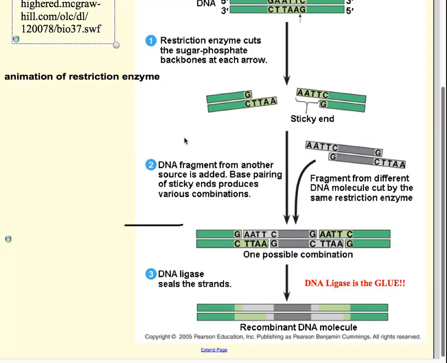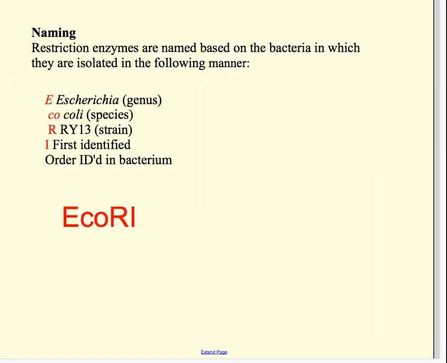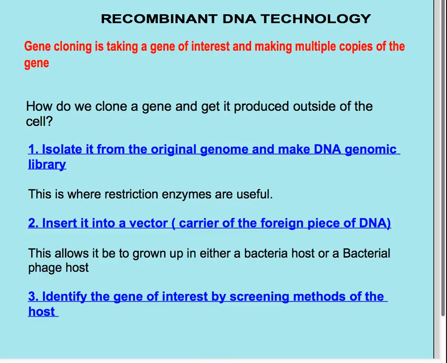So that animation is a great animation just showing one restriction endonuclease. In fact, there are countless restriction endonucleases out there. They just are isolated from different bacteria. The very first one came from our friend E. coli, but not the strain we use in the lab. RY13 was the strain, and it was the first one identified, so it was known as EcoR1. There are many other restriction enzymes out there, each with unique recognition sequences.